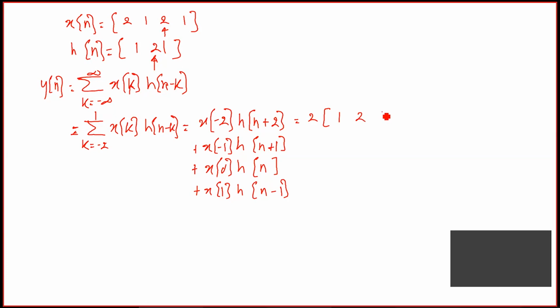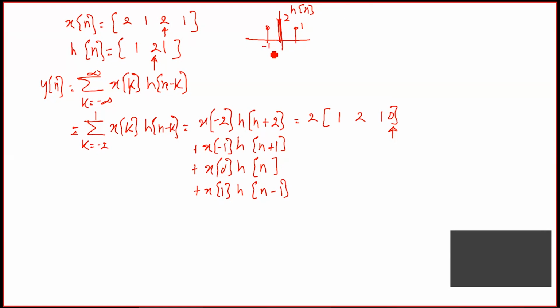1, 2, 1, and this is shifted left by 2 units. The arrow was originally here, and if we shift it left, then we need to put a 0 right there. This is what we are going to get, because let me just show it here. So we had 2 and 1 and 1. This was your h of n.